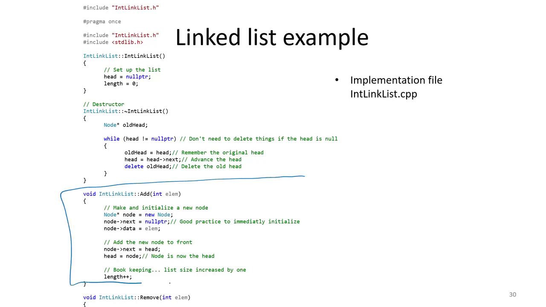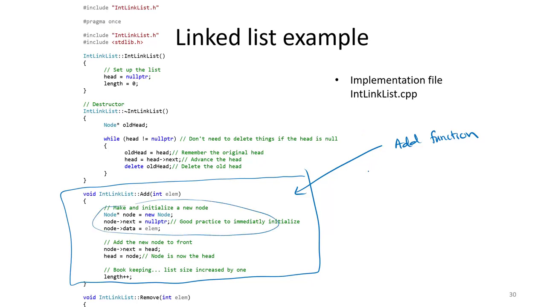For example, you can see we have this add function. And notice what the add function will do is it first creates a new node. So we're creating a new node struct, which contains some data and some next pointer. We make next point to null temporarily, and we update data to contain whatever element was given in the argument. And then all we do is we add the new node to the front of our list.